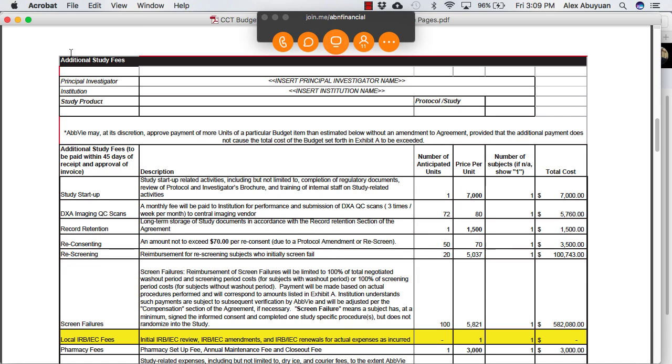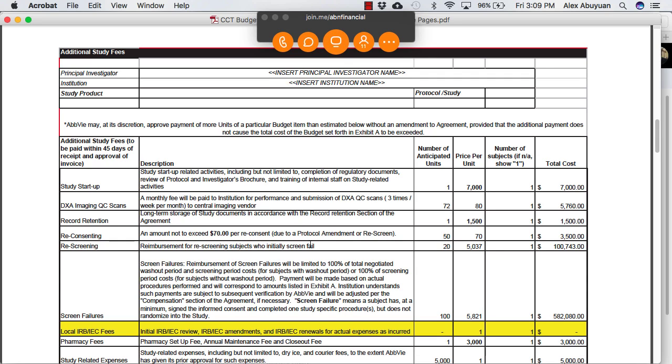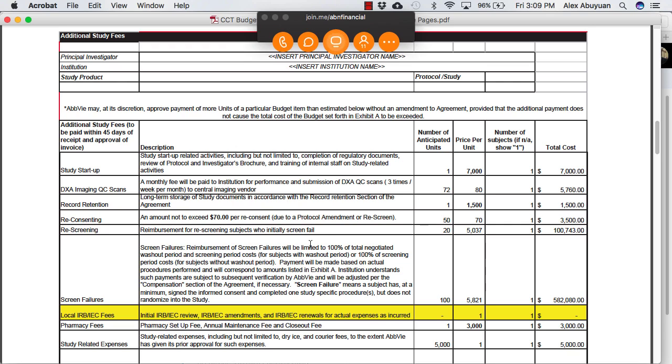So the study startup fees they don't get, but on this specific study, there's a DXA imaging QC scan. So a monthly fee will be paid to the institution for performance and submission of the scans 3 times a week or per month to central imaging vendor. So basically what we've budgeted in is we're anticipating 72 units, price per unit is 80, or whatever that price is, the additional dollars. So if this is done at the office, they're going to get compensated for it, because if they're doing 72, 10 patients, and each patient's doing this 3 times, that's 30, 60, that's the amount of numbers. So that's compensated for. So everything that they do, they get paid for.